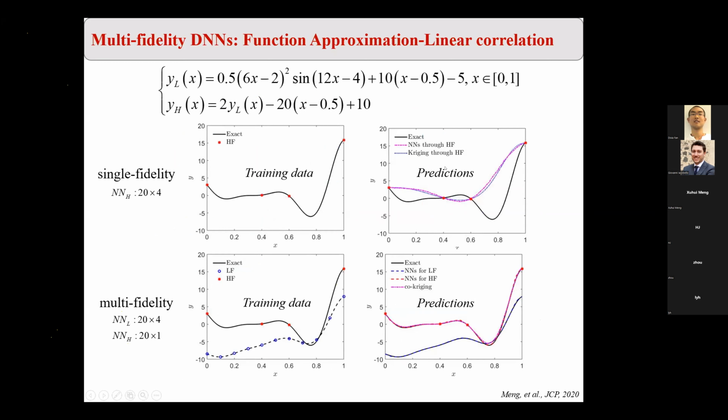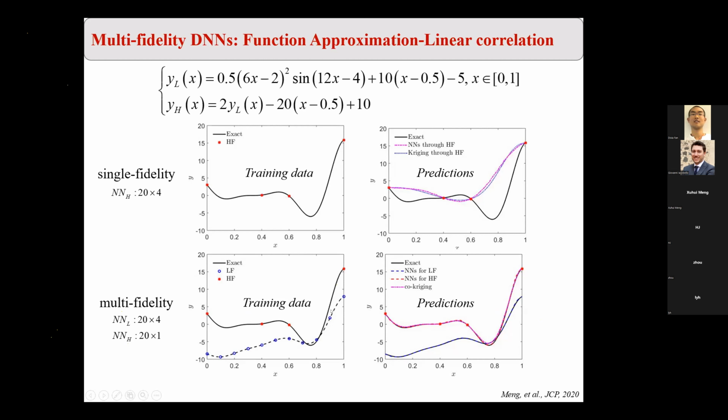In the first test case, we generate low fidelity data and high fidelity data from these two functions. The correlation between the low fidelity and high fidelity data is linear in this case. We assume that we have only 4 high fidelity data points, which are the red points here. If we only use the high fidelity data, I use 2 methods, a neural network and a GP, to fit these 4 data points, and these are the predictions we get from those 2 models. They are not accurate.